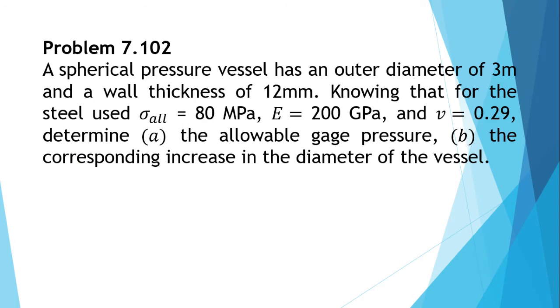For this problem 7.102, a spherical pressure vessel has an outer diameter of 3 meters and a wall thickness of 12 millimeters. Knowing that for the steel used, the allowable stress is 80 megapascals, the modulus of elasticity is 200 gigapascals, and the Poisson's ratio is 0.29. Determine A. the allowable gauge pressure, and B. the corresponding increase in the diameter of the vessel.